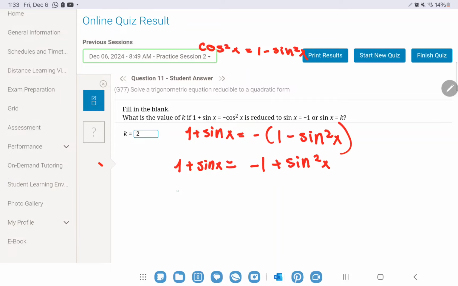So you put negative sine squared x plus sine x plus 1 equals 0. Plus 1 and plus 1 make it 2. So plus 2 equals 0.